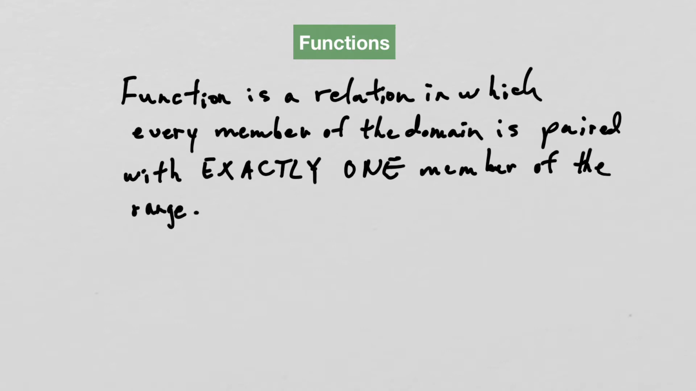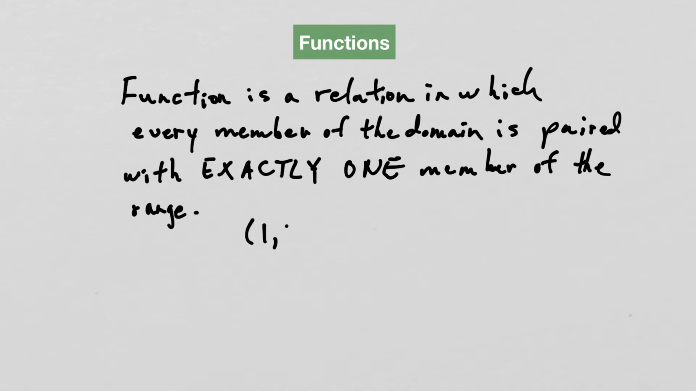Okay, think about that definition for a minute. A function is a relation. We talked about relations in our last lesson, and a relation is a group of ordered pairs, right? x comma y are coordinates: 1 comma 2, 2 comma 3, 0 comma 1. That is a relation, okay? So a function is a relation in which every member of the domain, so all x values, is paired with exactly one member of the range.